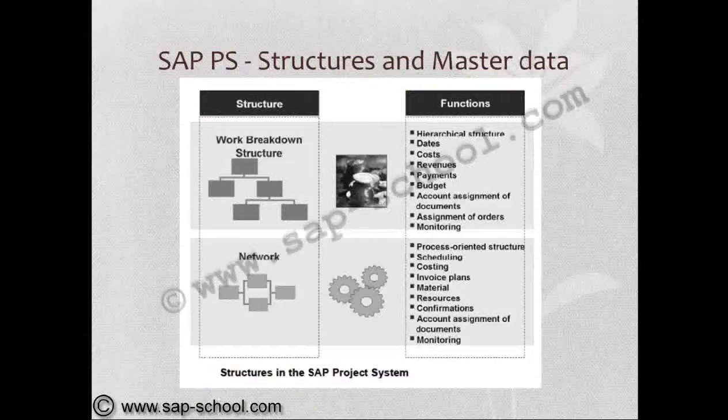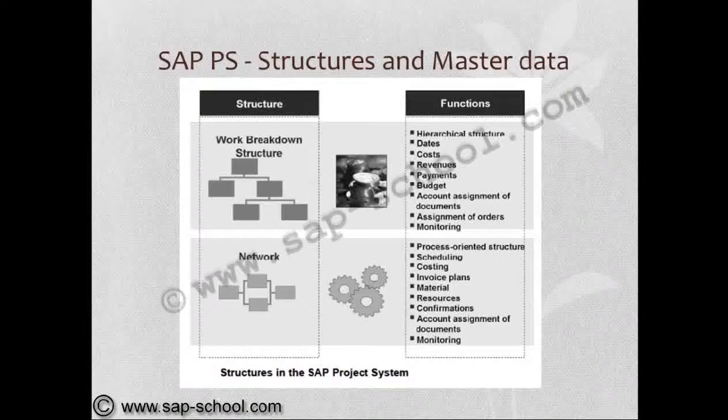The functions of these work breakdown structures are hierarchical structure, dates, costs, revenues, payments, budget, account assignment documents, assignment of orders, monitoring. And the functions of network are process-oriented structure, scheduling, costing, invoice plans, material, resources, confirmations, account assignment of documents, monitoring.